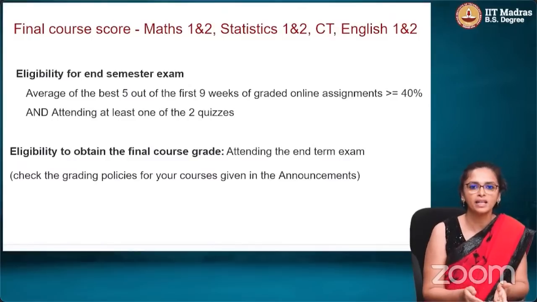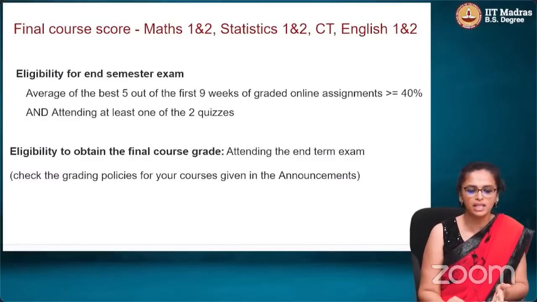Firstly, just like you had an eligibility to attend the qualifier exam, correct? That you got a hall ticket for the qualifier exam based on assignment scores of weeks 1 to 4. There is an eligibility to get the hall ticket for the final exam also, right? So the eligibility to get the hall ticket for the final exam is that the average of the best 5 out of the first 9 weeks of graded online assignments that you do in the course should be greater than or equal to 40%. Okay, and you have to mandatorily attend one of the 2 quizzes. These 2 conditions have to be satisfied to get the hall ticket for the final exam.